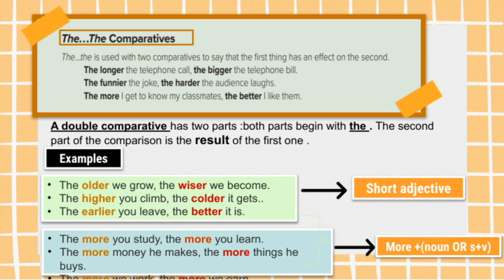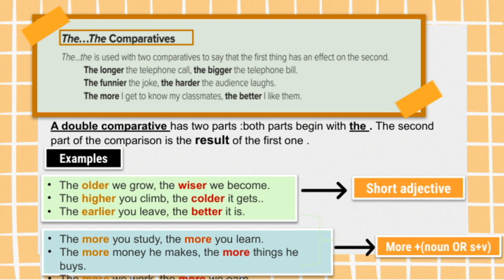We also see this pattern in everyday advice, like the earlier you leave, the better it is. Leaving early usually results in a better outcome. Another common example is about studying. The more you study, the more you learn. The more effort you put into studying, the more knowledge you gain. And it's not just about studying. This pattern applies to money and work as well. The more money he makes, the more things he buys, and the more we work, the more we earn. It's all about how increasing one thing leads to an increase in another.